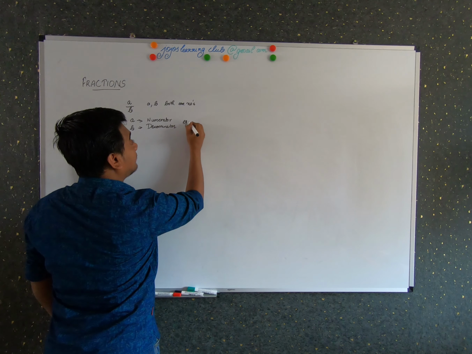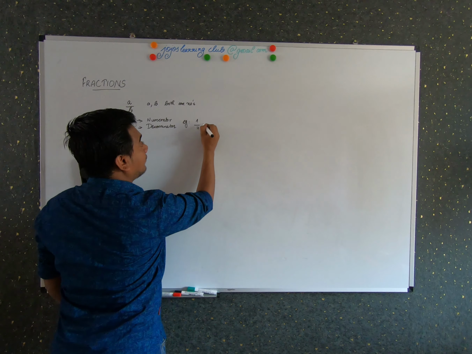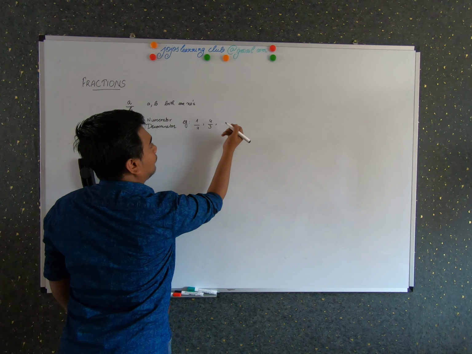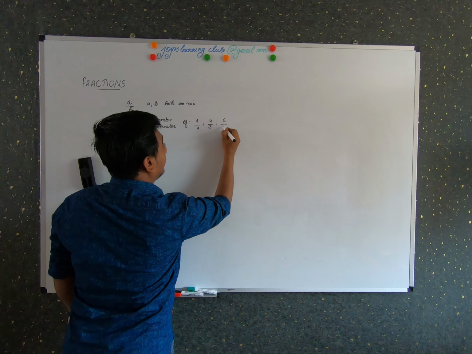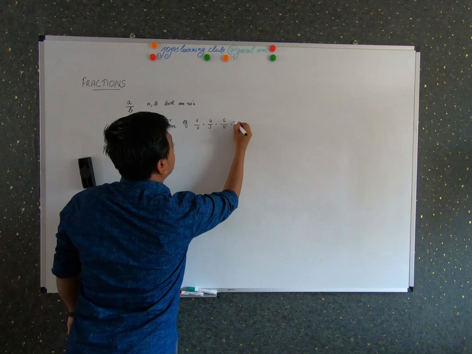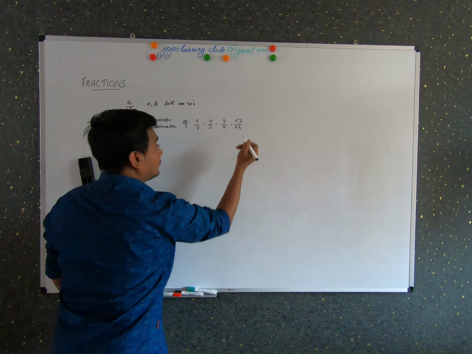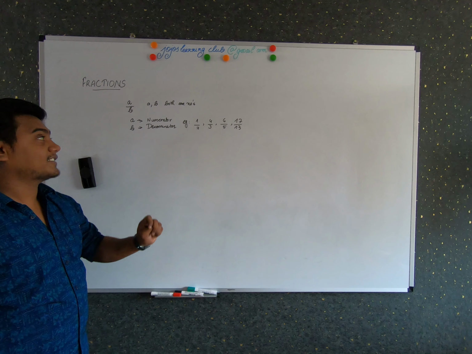Let's write some examples of fractions. 1 by 7, 4 by 3. So it can be any number. 4 by 3, 6 by 5, 17 by 13. So these are all examples of fractions.